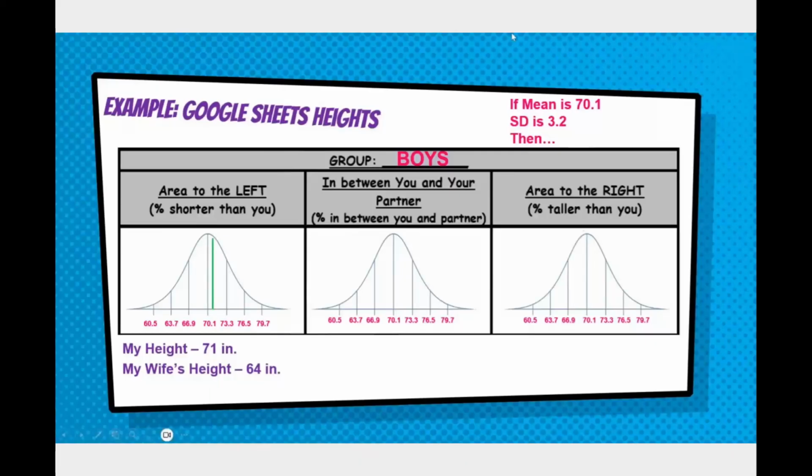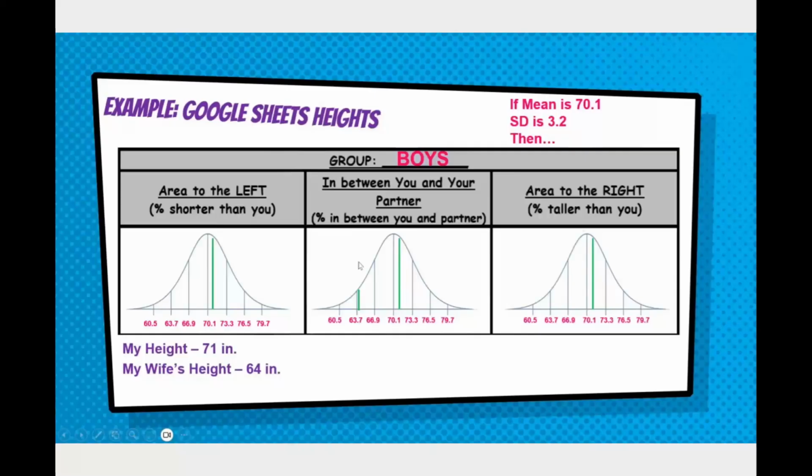So I'm going to put 71 inches kind of close to there, right? If the mean is 70.1 and one standard deviation is 73.3, then that's about where 71 inches would be with respect to the population, to the area under the curve. So on the middle one, I'm going to put my height along with my wife's height. I try to put it in the same place every time. Then I'm going to put my wife's height right here.